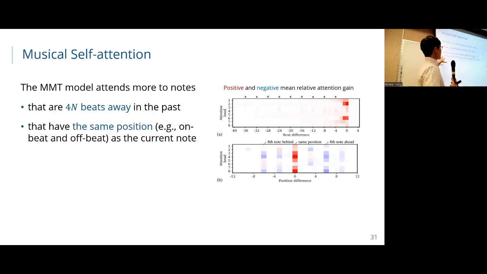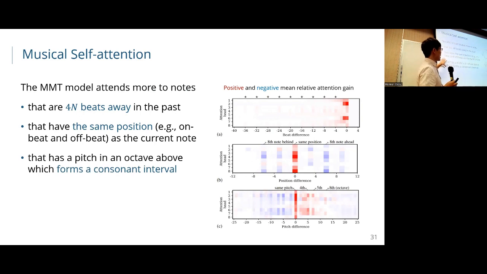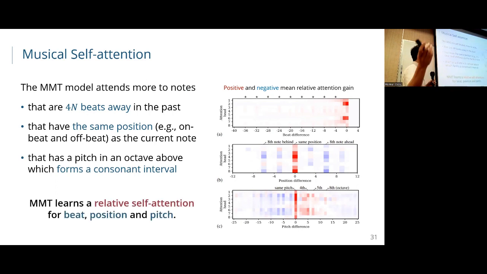4 beats basically means that it's on the rhythm that music typically has. And the second thing is it mostly attends to the same position as the current note. So an on-beat note will attend to the previous on-beat note, and an off-beat note will attend to the previous off-beat note. Also, for pitch, the model will attend more to a pitch that forms a consonant interval to the current note. So all these are a relative self-attention for music, and it follows our understanding of music theory.